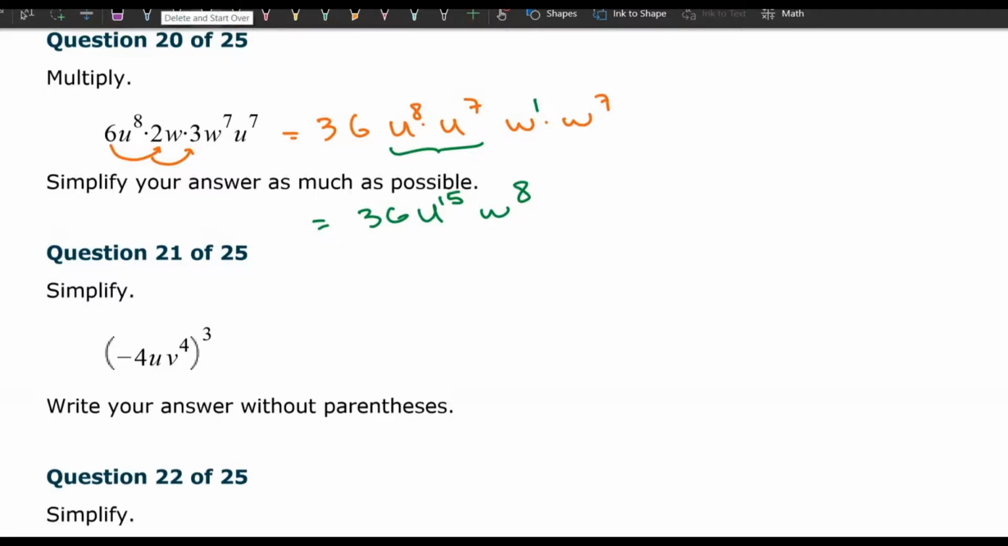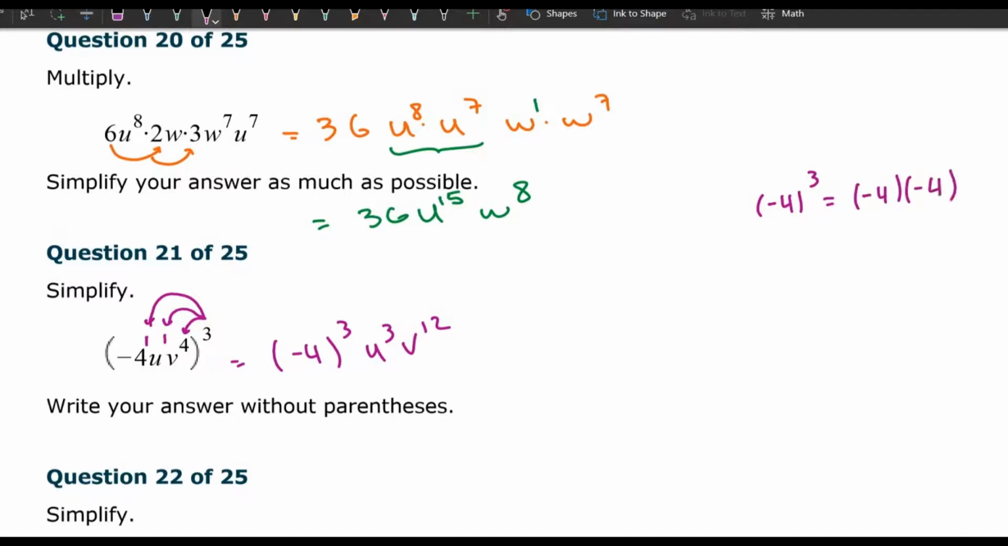Problem 21. We have a power outside the parentheses, so we're going to use the power of a power. 4 to the first power and u to the first power. We distribute 3 into the parentheses. That will be negative 4 to the third power, u to the third, and v to the 12. Negative 4 to the third power is negative 4 times negative 4 times negative 4. Negative 4 times negative 4 is 16, times negative 4 is negative 64. So the answer is negative 64.